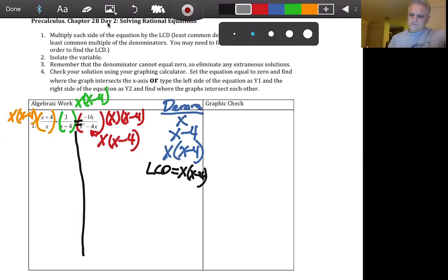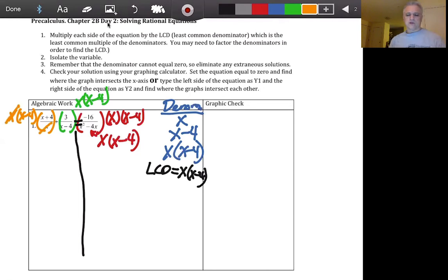Okay, so let's start off with the orange term here. Right? When I multiply the first term, x plus 4 over x, by my LCD, what happens? Well, the x cancels with the x, leaving me with x minus 4 times x plus 4. Okay? So I'm going to write that, x minus 4 times x plus 4. I'm going to bring down the plus.